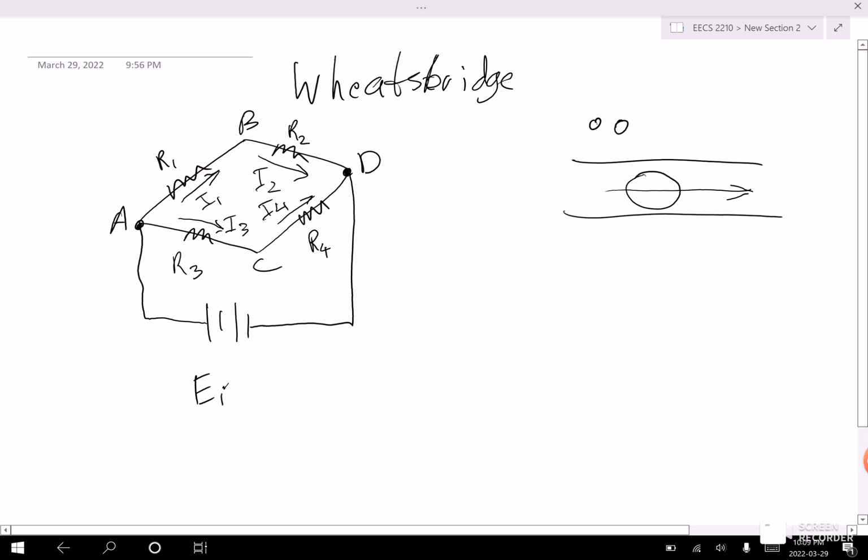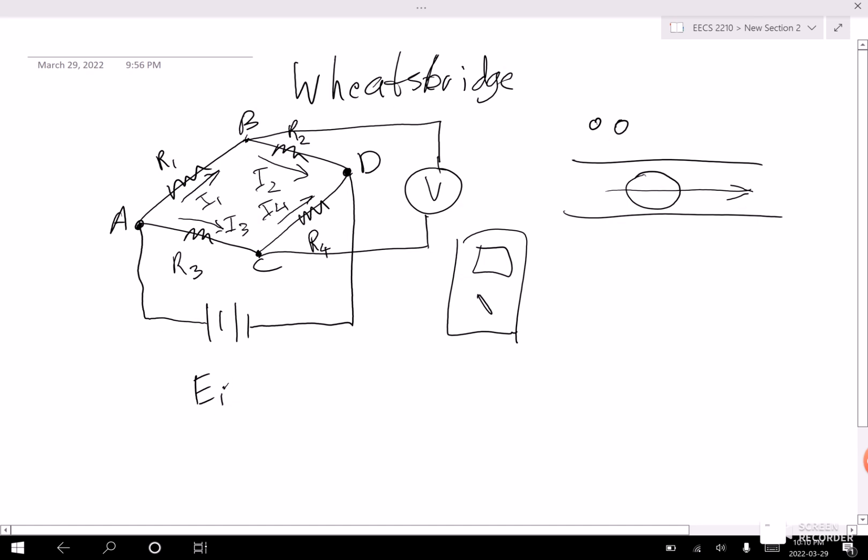Now, we measure the output from point B to C to see if there's any resistance change in our circuit. And we usually measure this output using either an ammeter or voltmeter. And a voltmeter looks something like this, with a dial that's pointing to the volt, with connector pins attached to the circuit.